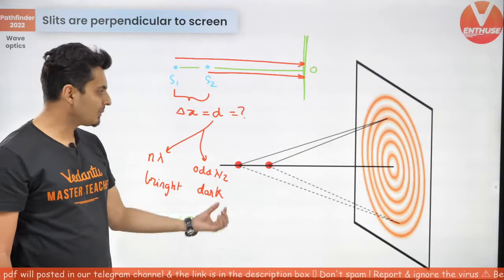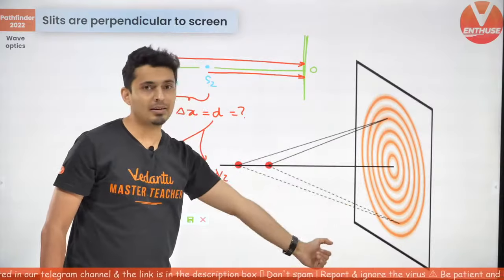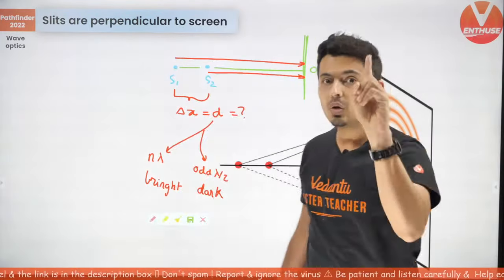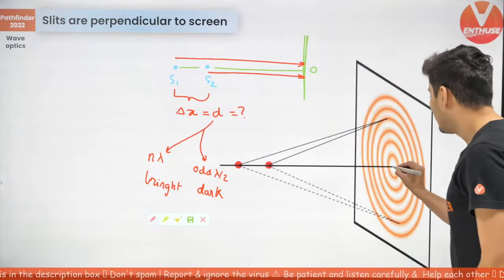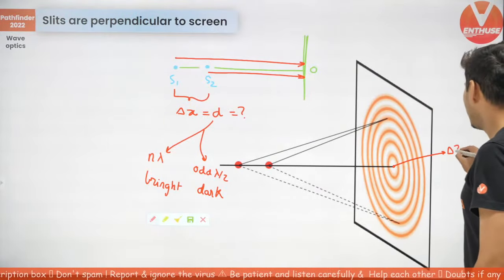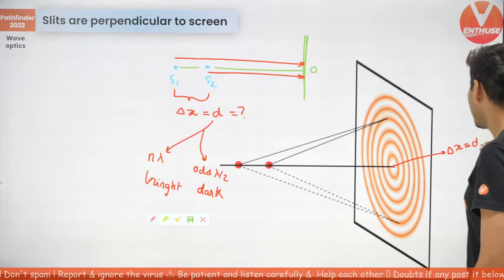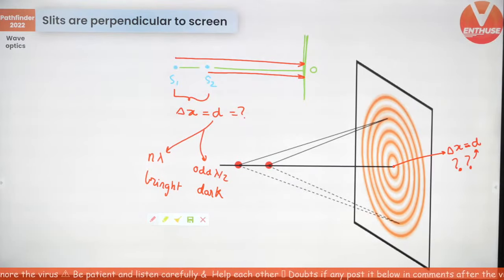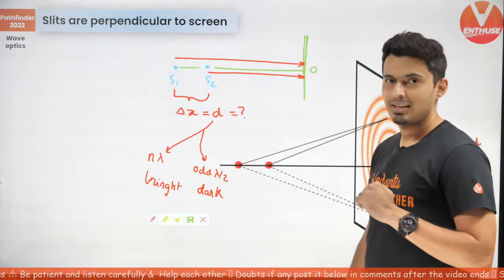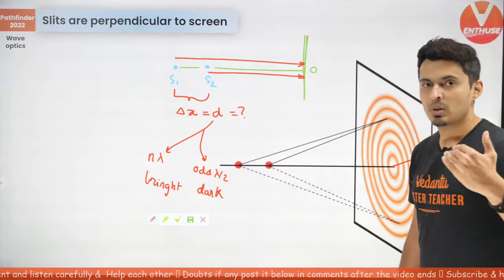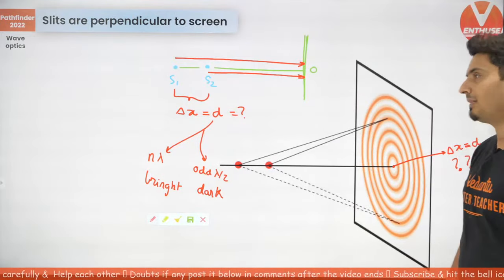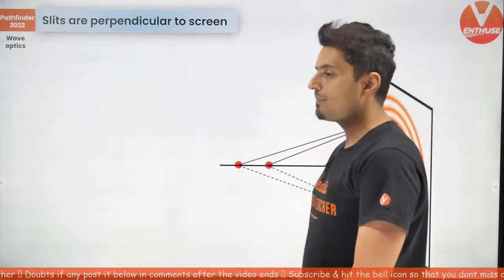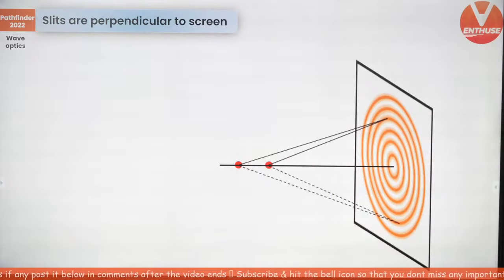So when you have the slits perpendicular to the screen, at this center you do not get central maxima. In fact, here the path difference is basically d, and this interference completely depends on this quantity d over here. You cannot judge it. You can find it out only when you have been given the value. I hope this makes sense. Alright? So very, very important catch, and a lot of people do not know this.